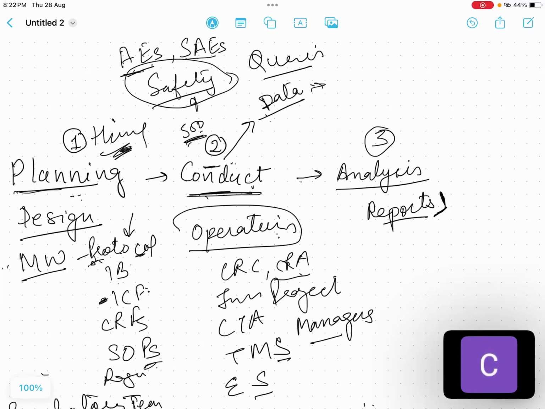In olden days, the job roles were limited to CRC, CRA, project manager. No more, no more those boundaries. So go and search for these roles. There are plenty of roles.